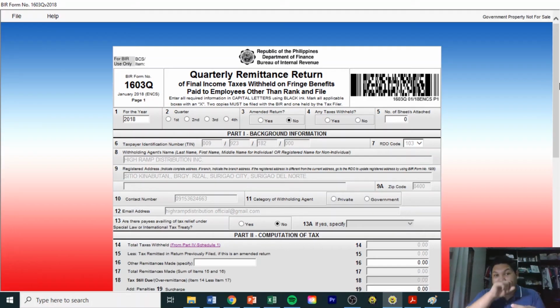Okay, so you will be required to file this return if you are a company giving or granting fringe benefits, and the second condition, you have fringe benefit taxes withheld. If you fail to file and pay the fringe benefit taxes that you withheld, you cannot deduct the corresponding expense on your income tax return.